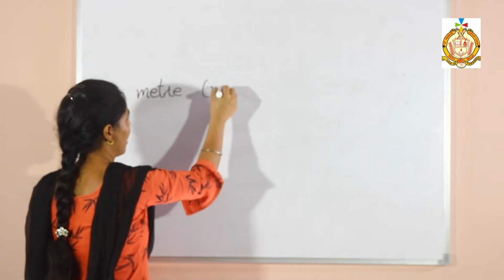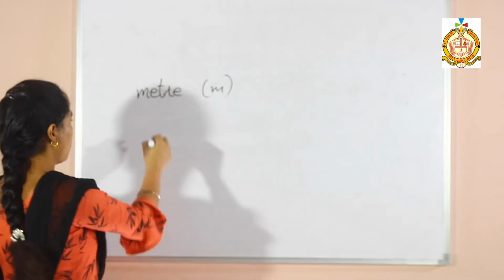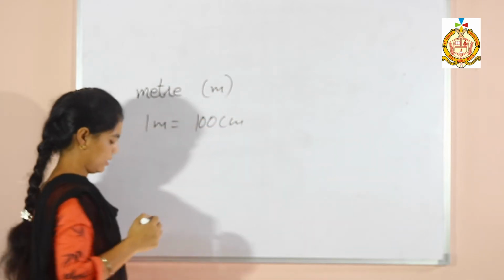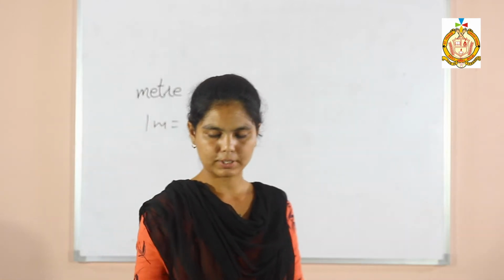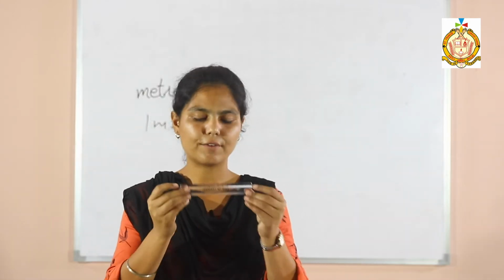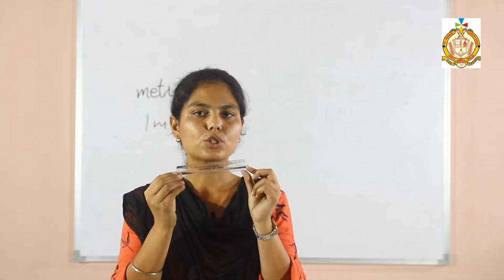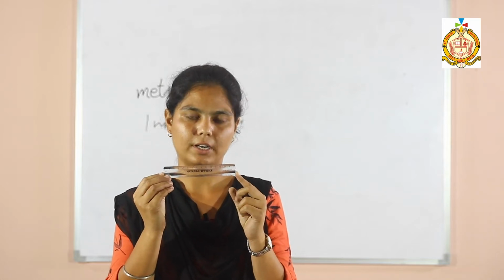And we use m for meters. 1 meter equals 100 centimeters. As you all know about the centimeter, you all are familiar with this scale. This is a centimeter ruler. You can measure small objects with this centimeter ruler.